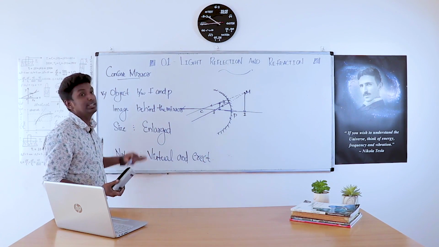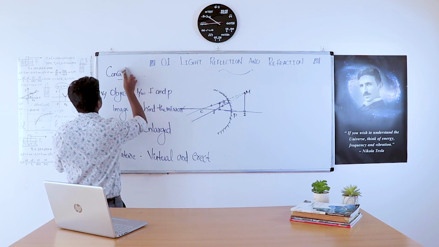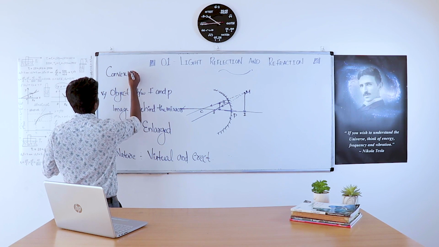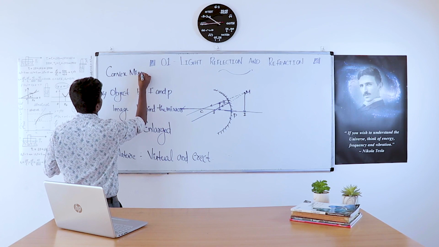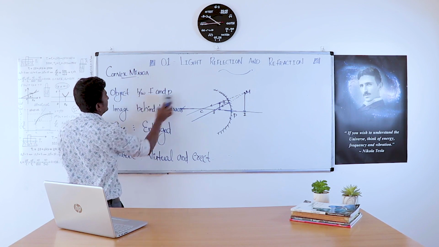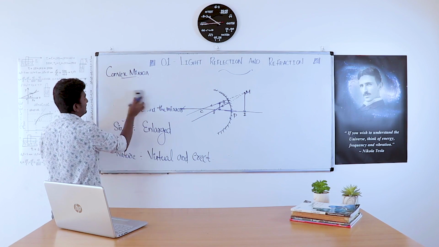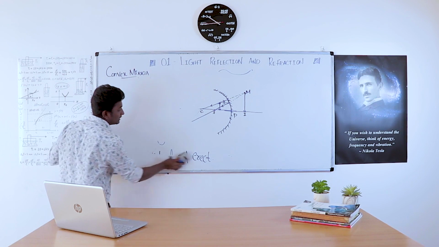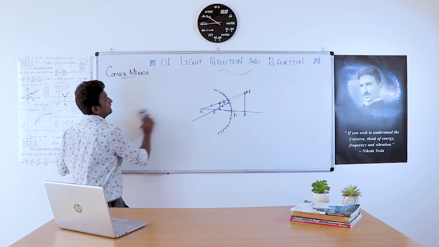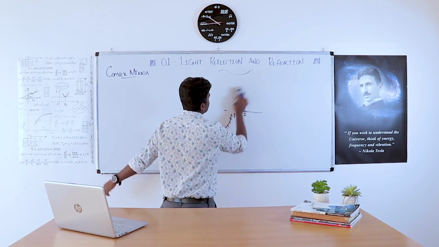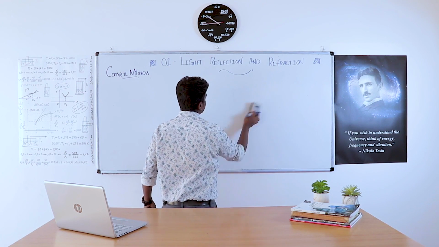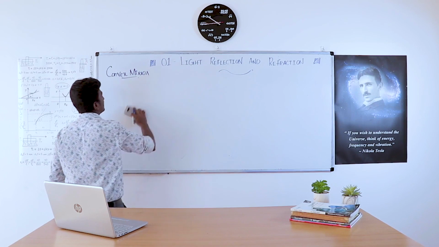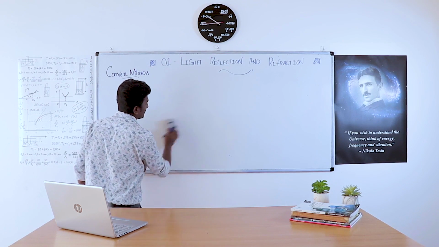Now we need to study image formation of convex mirror. Here in convex mirror, we are having only two cases. So in total, for concave mirror we are having 6 cases, and for convex mirror 2 cases. So in total, 8 image formations for spherical mirror.